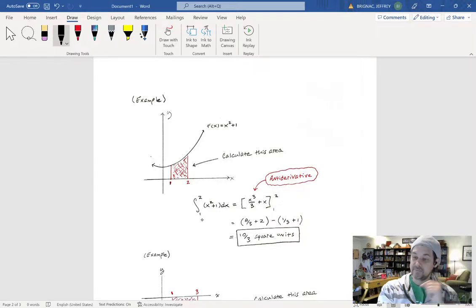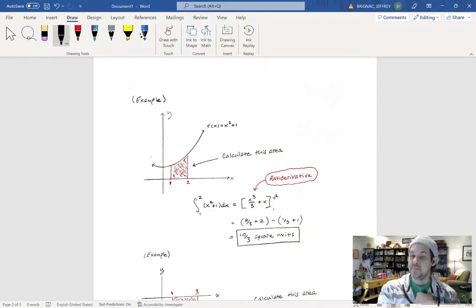It's like I showed you on that first slide, right? The definite integral from 1 to 2 of x squared plus 1. So remember, how do we evaluate definite integrals? Well, we find the antiderivative of this function right here. In our case, that's x to the third power over 3 plus x.